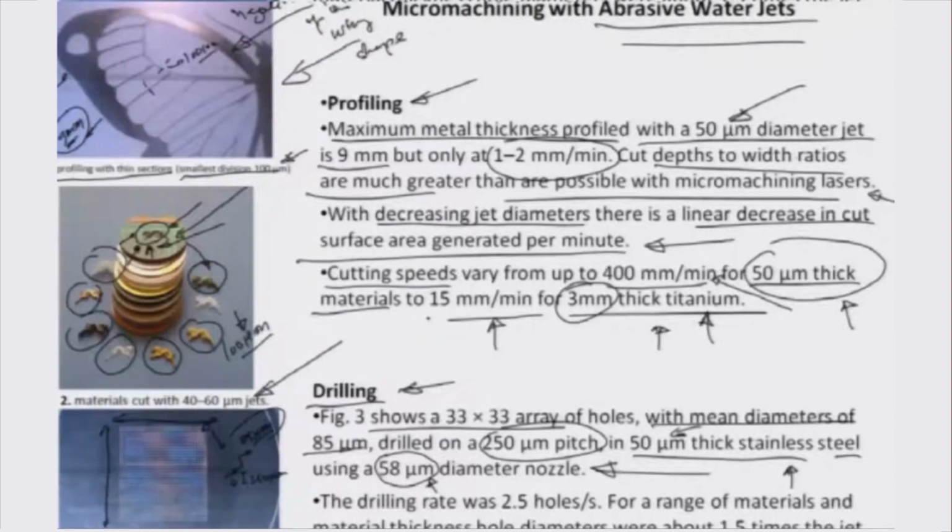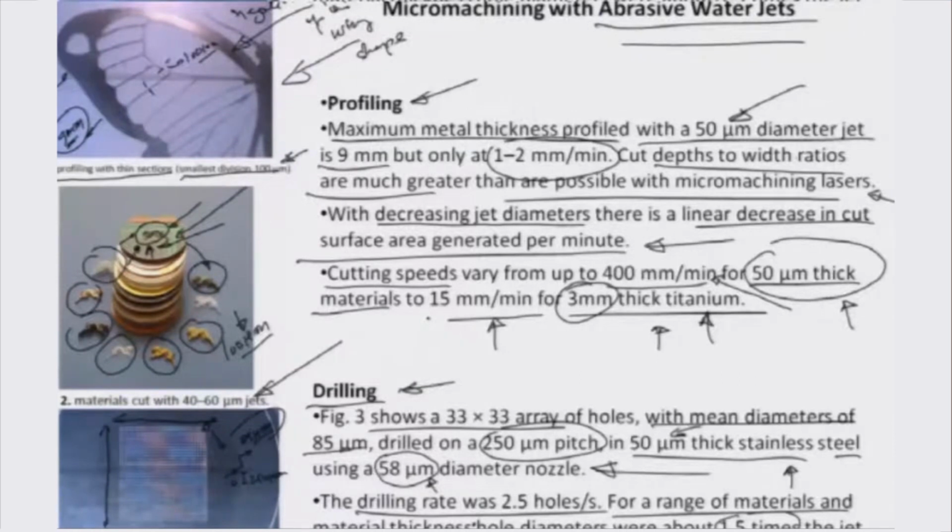Of course, the drilling rate in this particular case was about 2.5 holes per second. So you can think of the rastering or the scanning rate of the beam in this particular case, and for a range of materials, material thicknesses and hole diameters, the thickness to the hole diameter ratio for a range of materials and the abrasive jet machining, water jet machining process that is being used. So the material thickness to the hole diameter is typically about 1.5 times the aspect ratio.